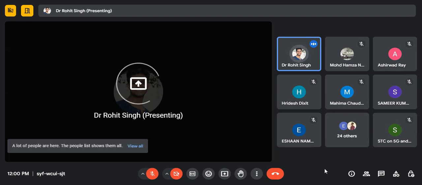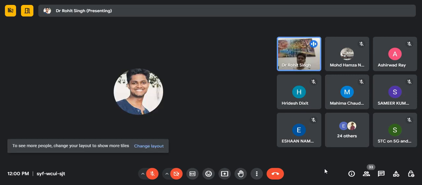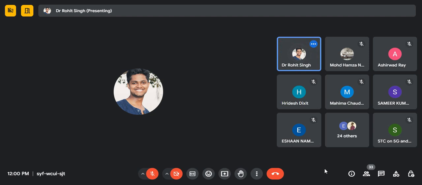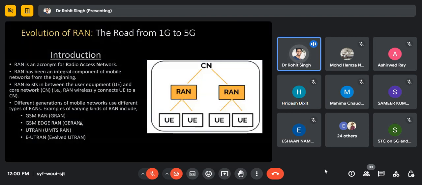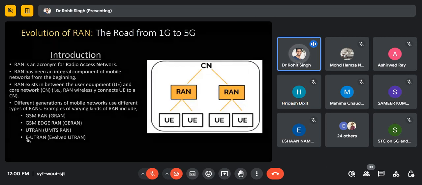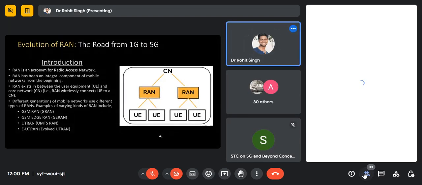In the second generation it is known as GSM RAN because at the front end, the wireless end, we are using GSM. In the 2.5 generation, we are using digital packet switching in addition to the circuit switching. So it can now cover GSM EDGE RAN, GERAN. Third generation RAN was known as UTRAN, UMTS, or Universal Terrestrial Radio Access Network. And next, in the fourth generation, we have EUTRAN, Enhanced Universal Terrestrial Radio Access Network.